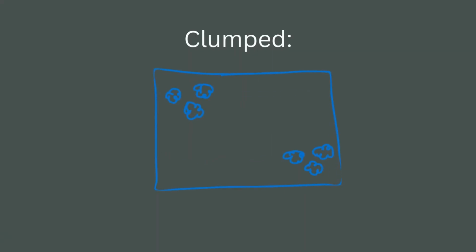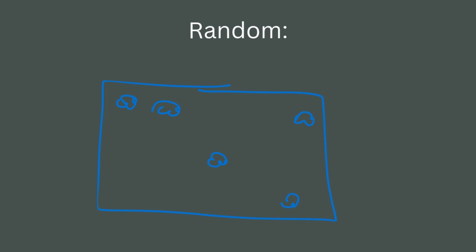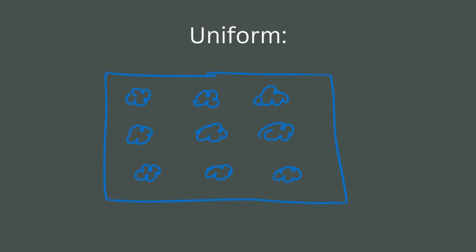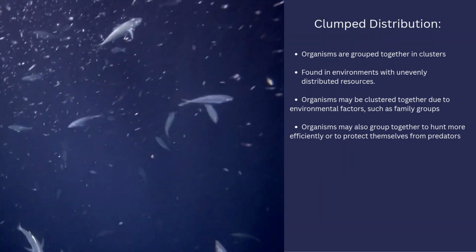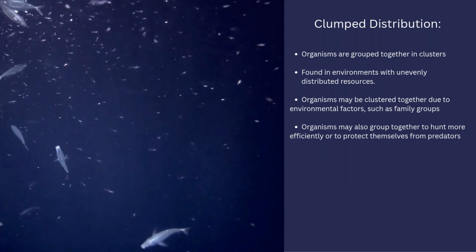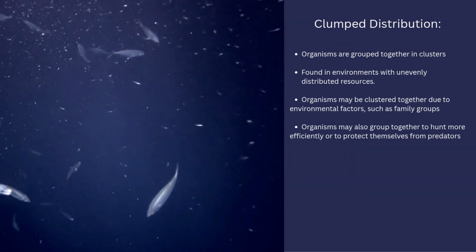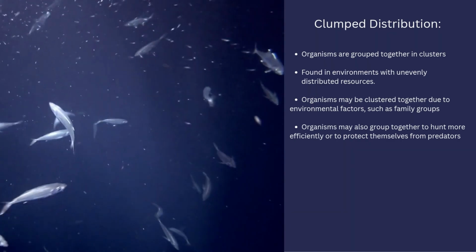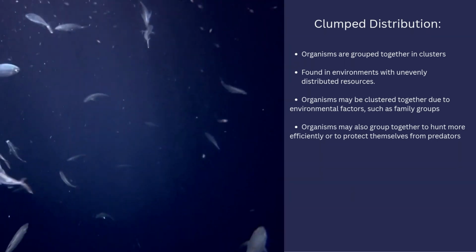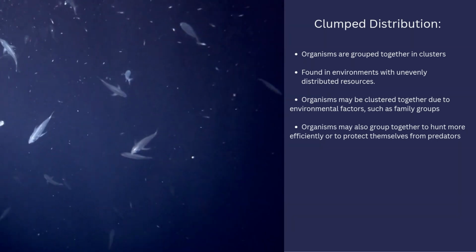There are three types of population distribution patterns, including clumped, random, and uniform. Clump distribution is when organisms are grouped together in clusters. This is often found in environments with unevenly distributed resources. It could be due to social factors like wanting to stay in the family, or organisms may group to hunt together and protect themselves from predators.